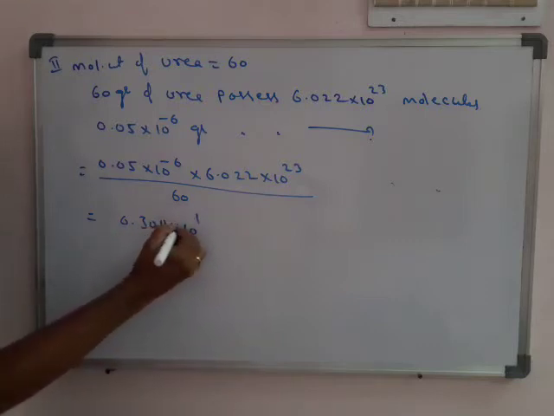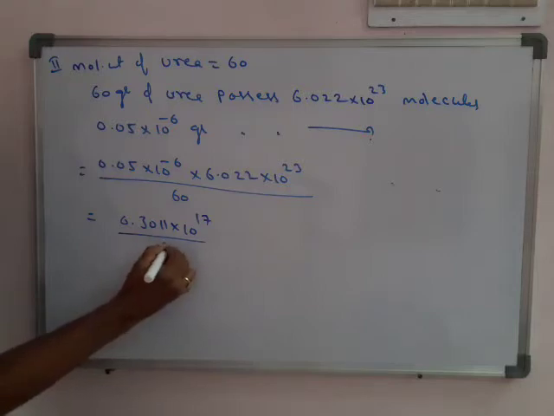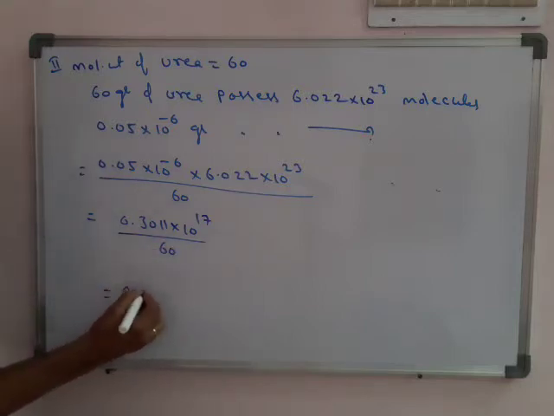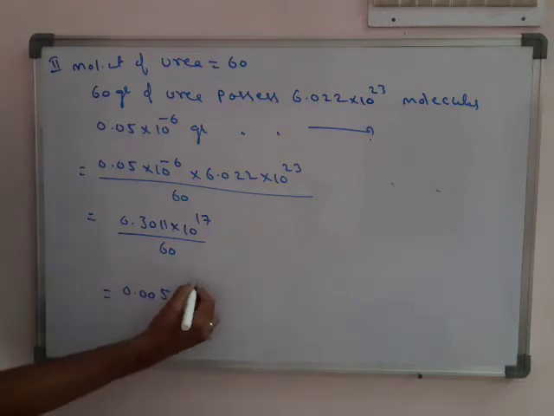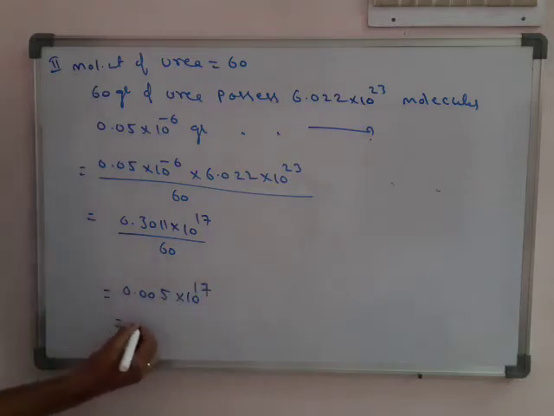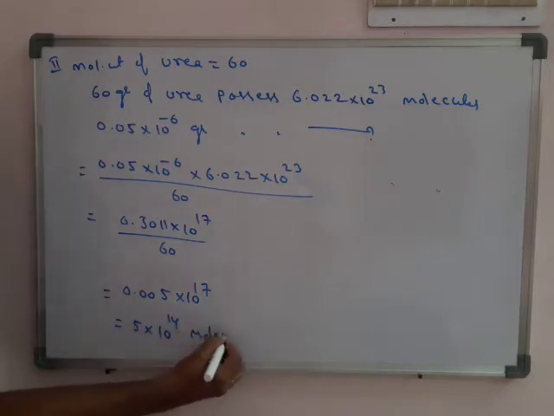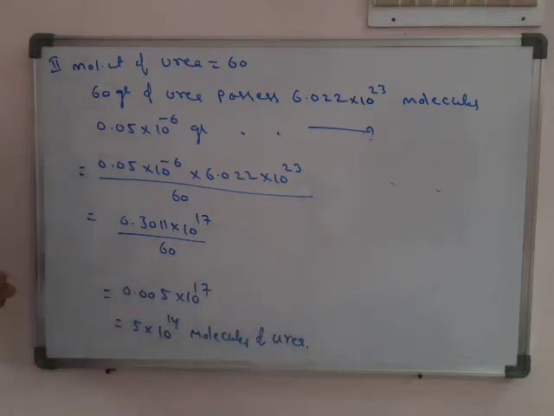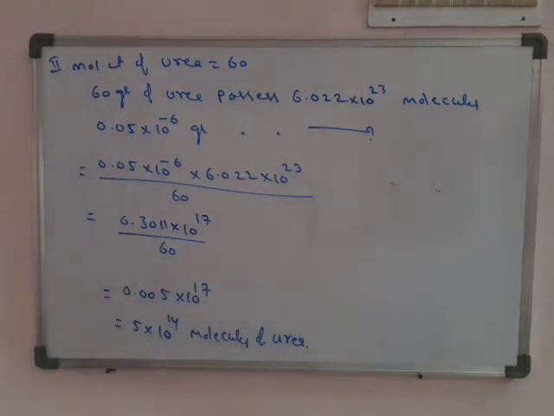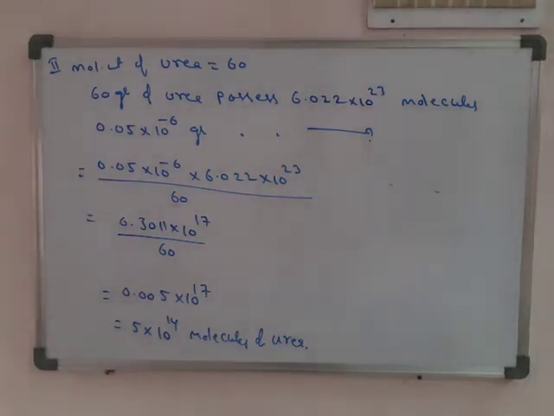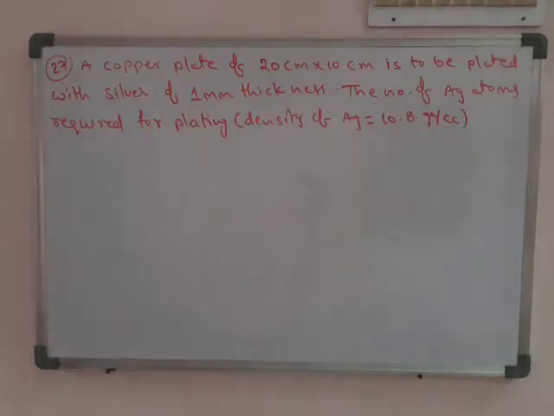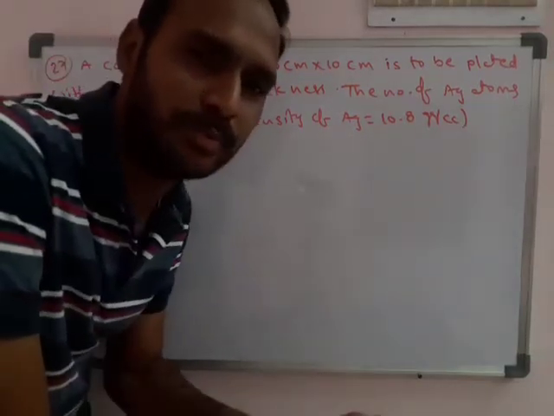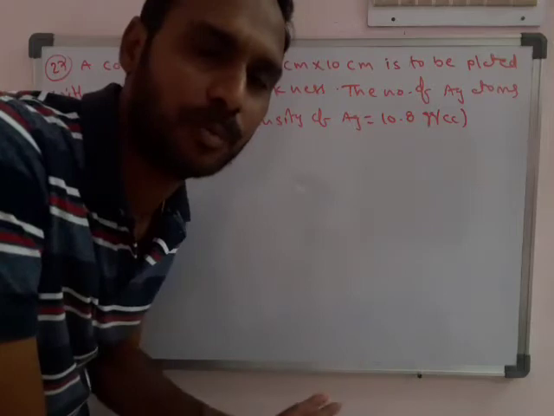Okay, for few problems we have done the calculation. I think in the options it is given, it is 5 into 10⁻¹⁴ molecules of urea. Okay, so see, the next one is also very important. Actually all important models exactly came in the whole concept 4 paper.